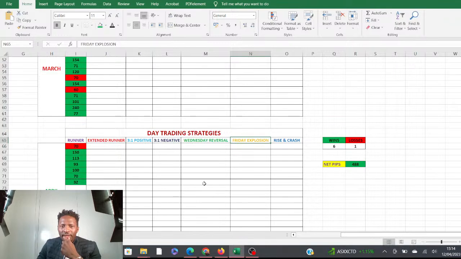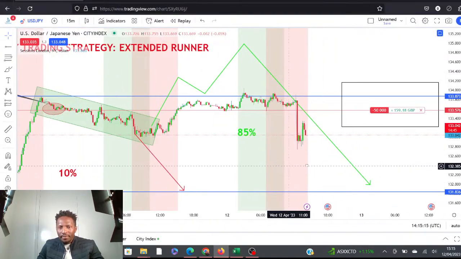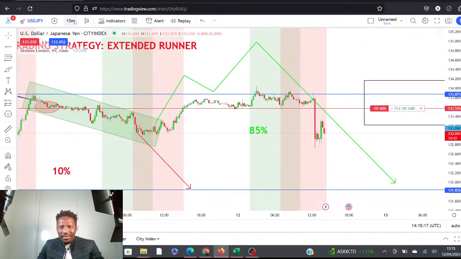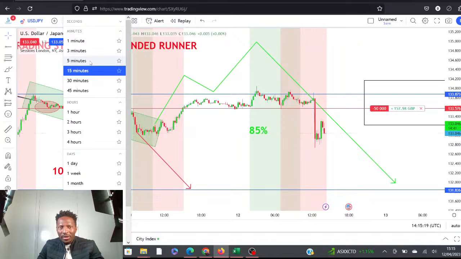Some of them are just there, especially a 3.1 negative. It's not a strategy that I trade, but it's very important in terms of understanding my strategy, because if you understand a 3.1 negative, then you're going to know that you can only trade a 3.1 positive. So yeah, it looks like the correction is over and the market is starting to head back down.